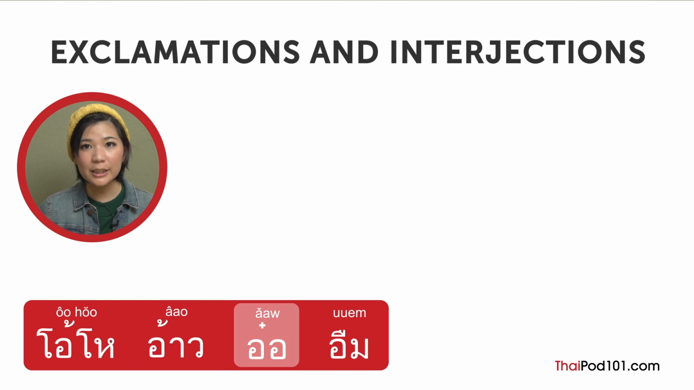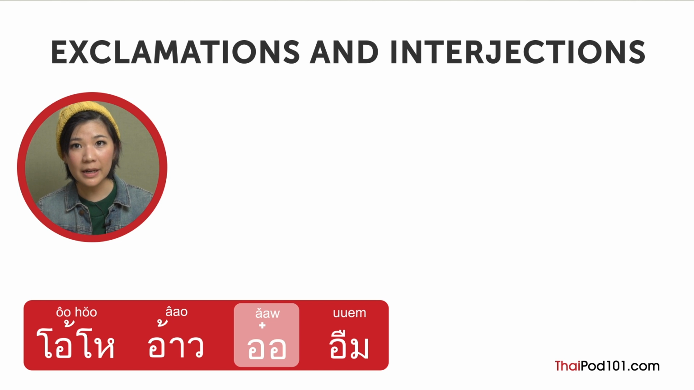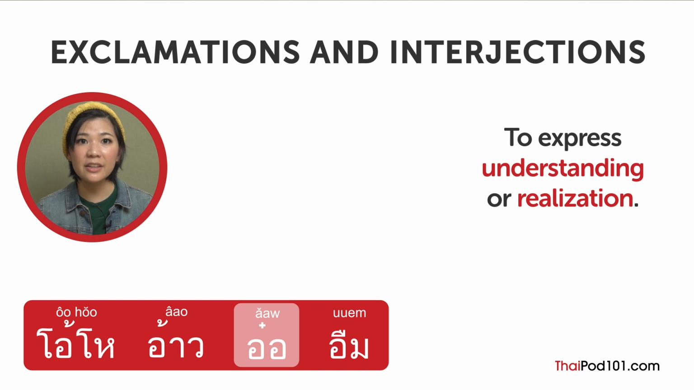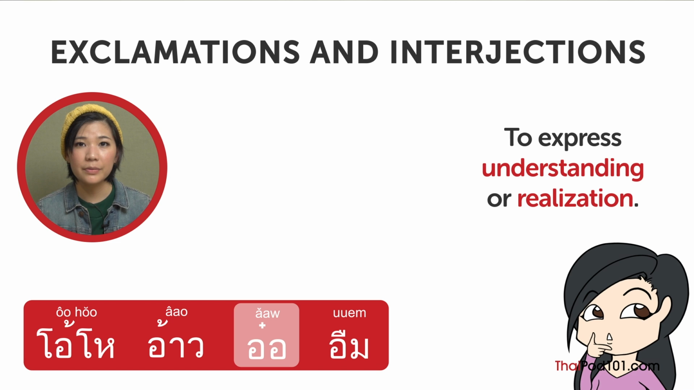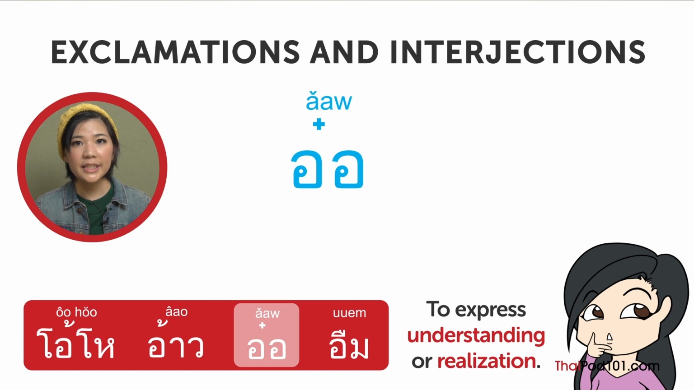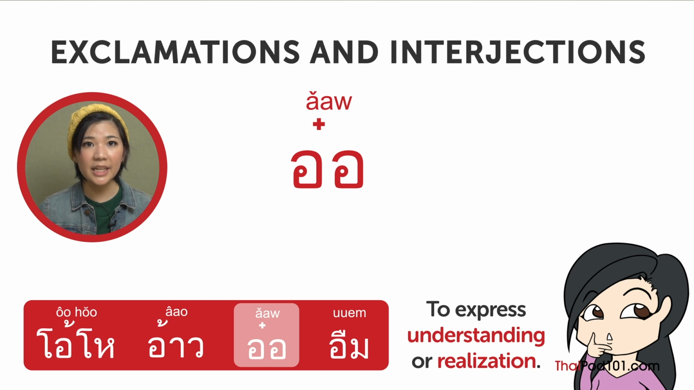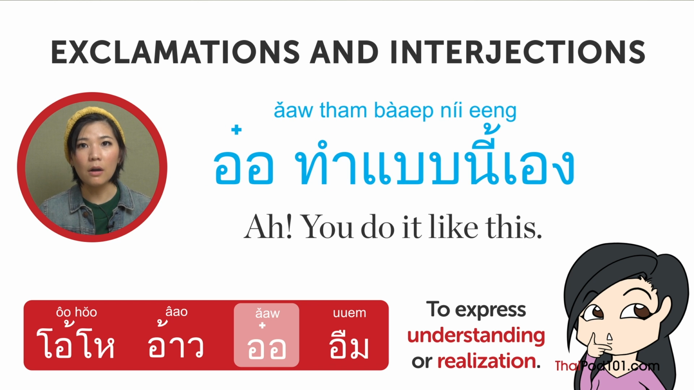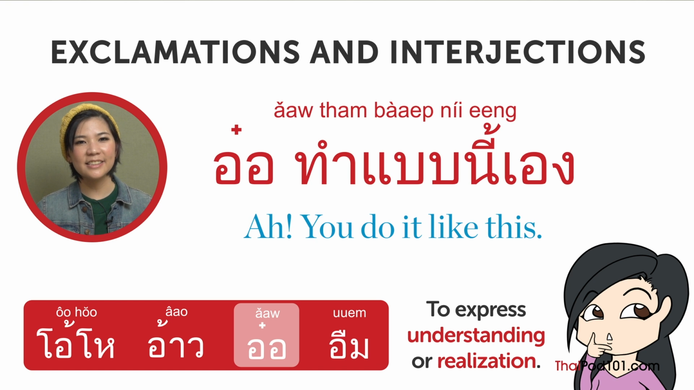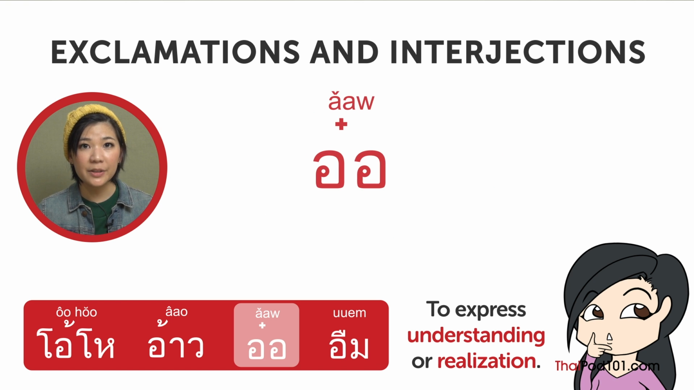Now, this next one is not an expression for surprise, but to express understanding or realization. This is อ๋อ. This helps express that you understand what the other person is saying. For example, อ๋อ ทำแบบนี้เอง, you do it like this. The most similar meaning expression in English is "oh." You can use อ๋อ alone to mean you are listening and following what the other person is saying.